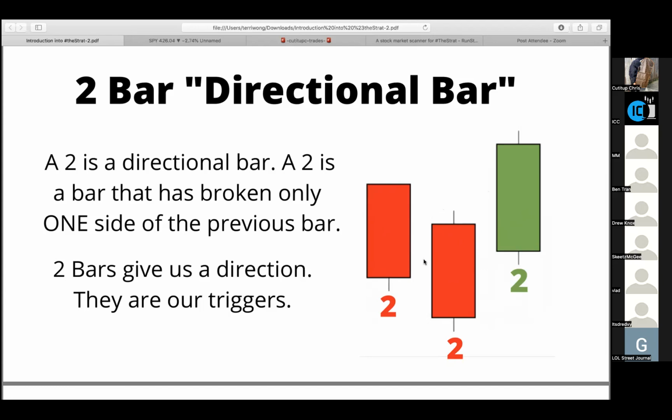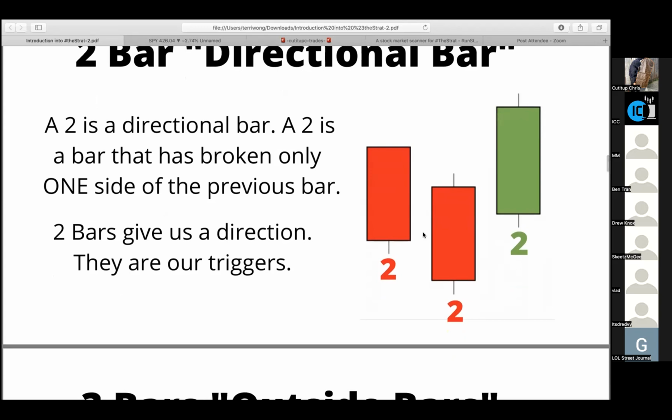So the reason we like 2s is that it gives us a direction. If it's a 2 up, like here, we're breaking the high. It's telling us we got some buyers in here. We're going up. Same thing if we're going 2 down, we're going down. That's pretty much it. You look for the next 2 because that's giving us the direction of where we're going. It's not indecisive. And we could trade those.